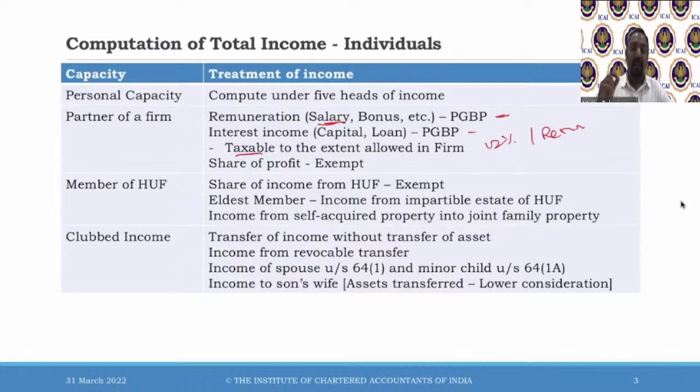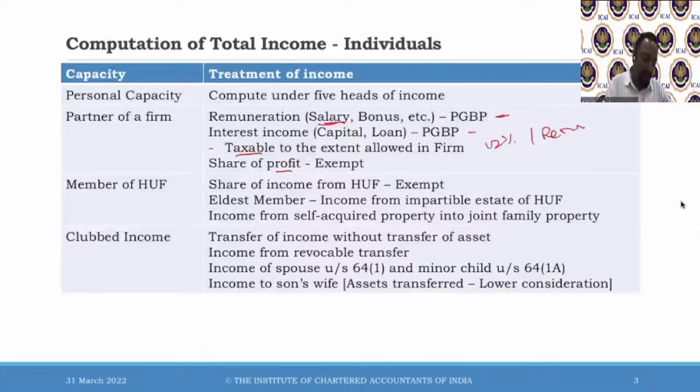Share of profit is exempt for a simple reason. An income cannot be double taxed. It is already taxed by the firm. The firm has paid taxes on that profit. So whatever is distributed is not taxable again in the hands of the partner. So that is for share of profit with respect to a partner.